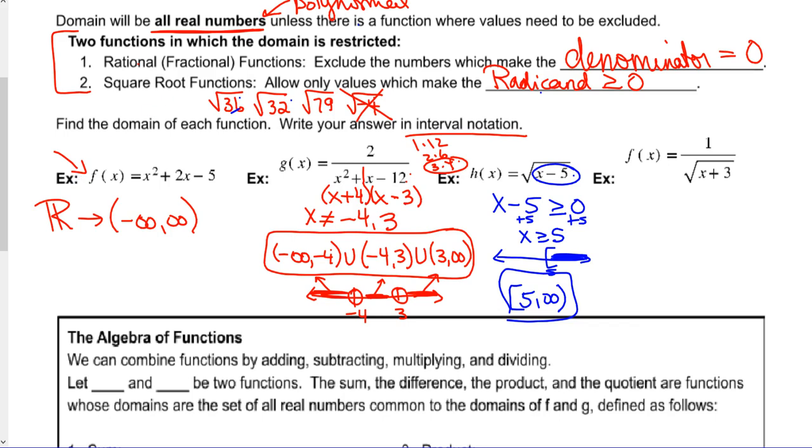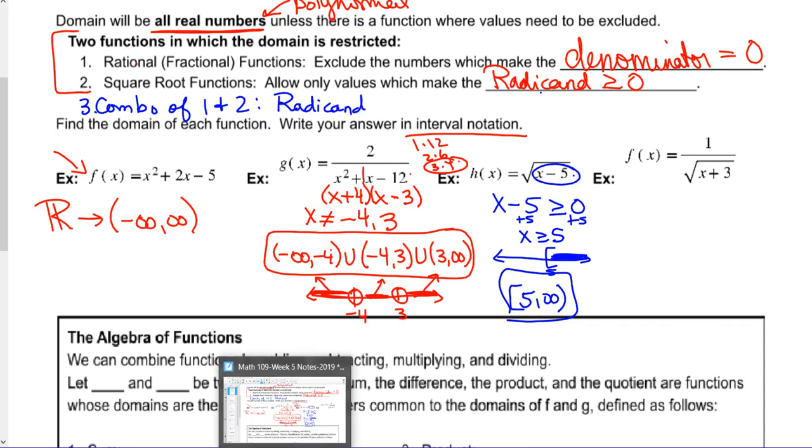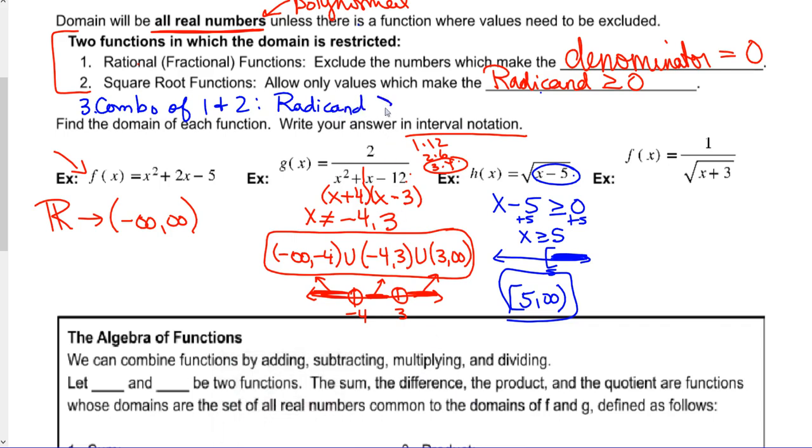so maybe I add a third one here. Let me erase this real quick. Maybe we add a third one here and say a combo of 1 and 2. We're going to take the radicand, and instead of being greater than or equal to 0 this time, we have to take the equal to part. So basically, we're just going to take the radicand and set it greater than 0. And that's going to give us our domain.